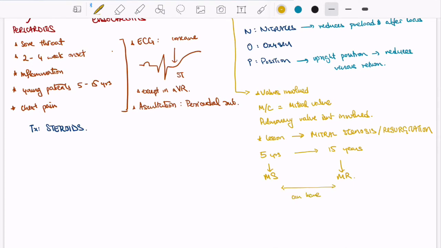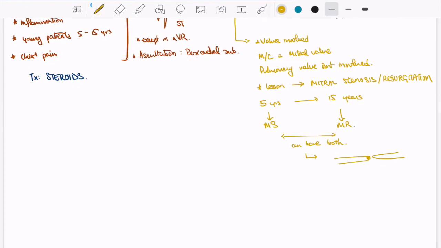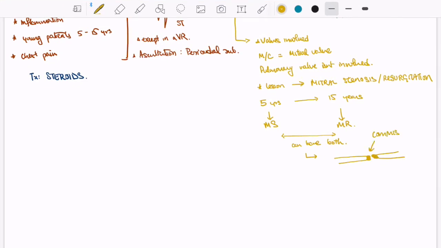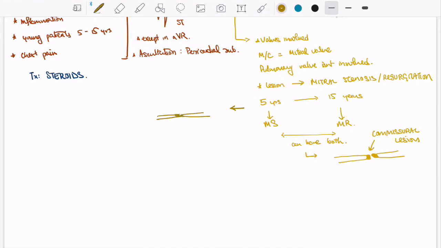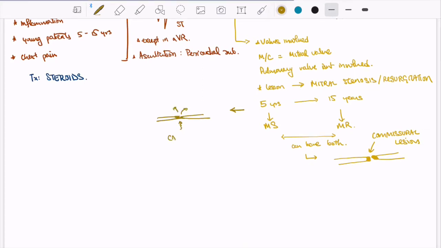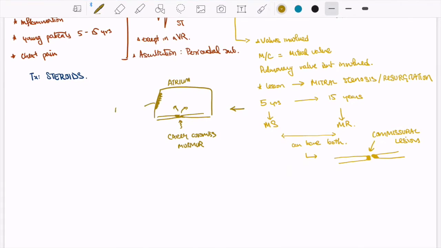Some patients can have both, and this is because the vegetations in rheumatic fever involve the tip of the valve, known as commissural lesions. Due to the lesions on the tip, the regurgitated blood, as it comes back into the ventricle, can cause a Carey-Coombs murmur. The incompetency of the valves damages the free wall of the left atrium. This is known as MacCallum patches.